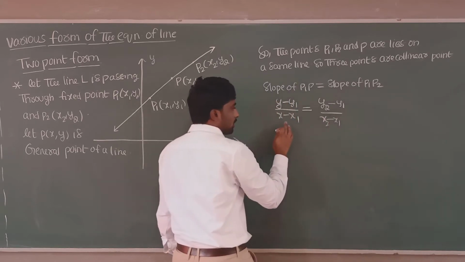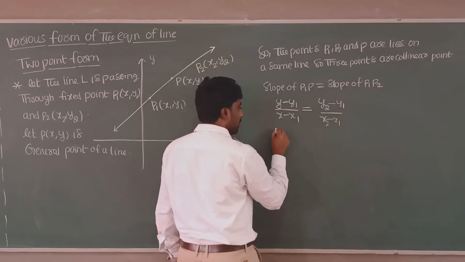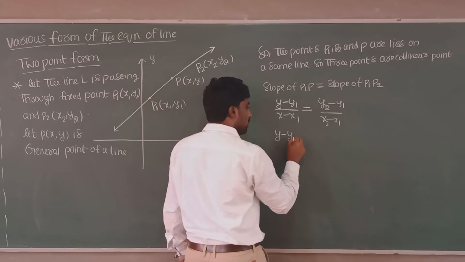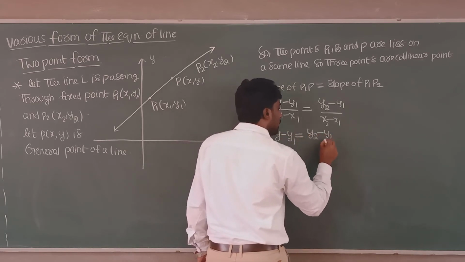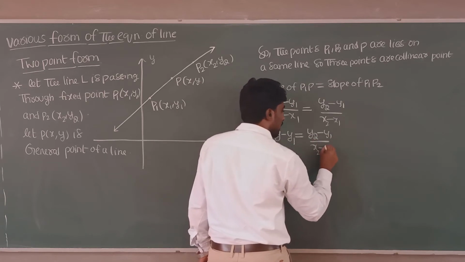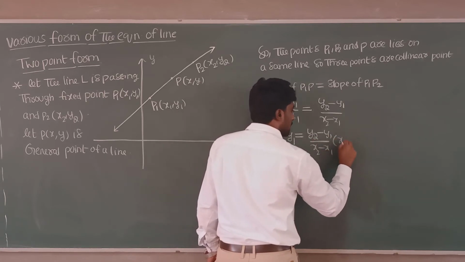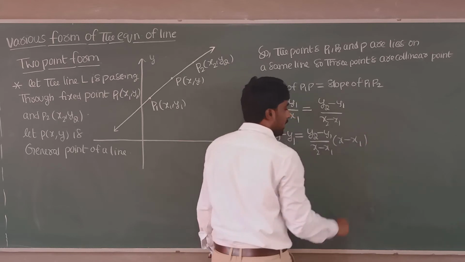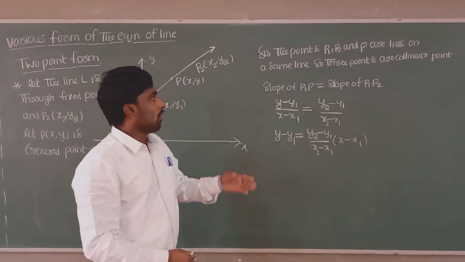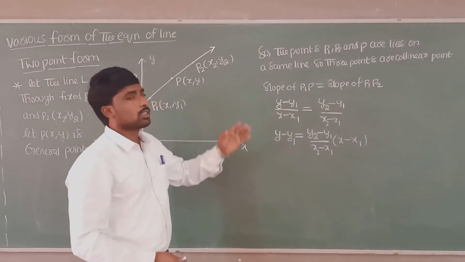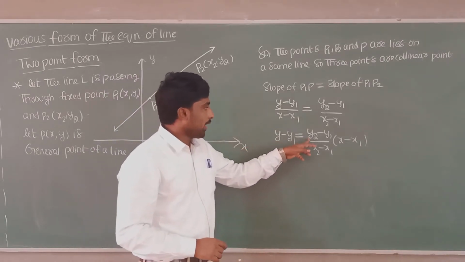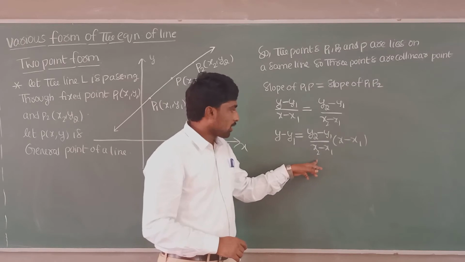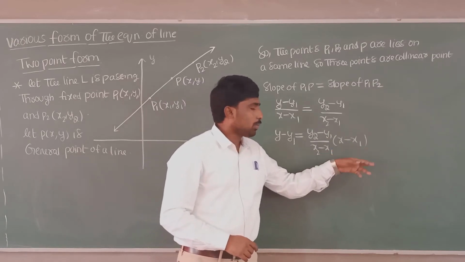Now if I cross multiply this to that side, what am I getting? y minus y1 equals y2 minus y1 by x2 minus x1 into x minus x1. Is it clear, everyone? Now the equation of a line passing through two fixed points, the formula is y minus y1 equals y2 minus y1 by x2 minus x1 into x minus x1.